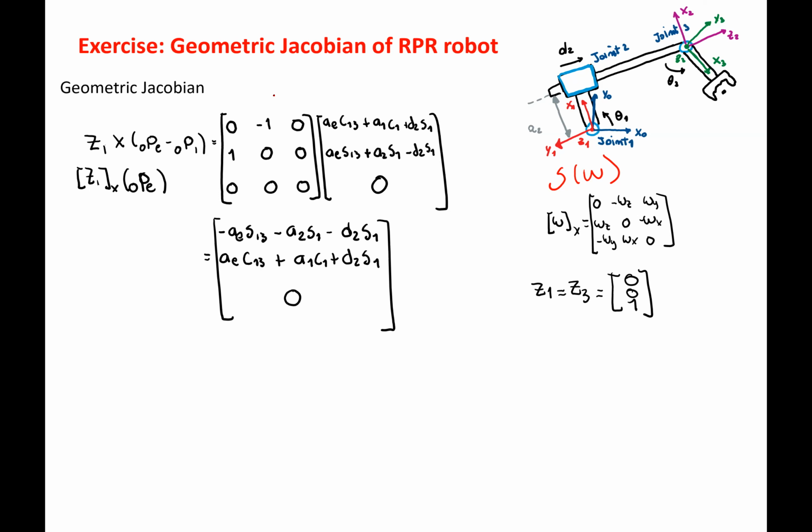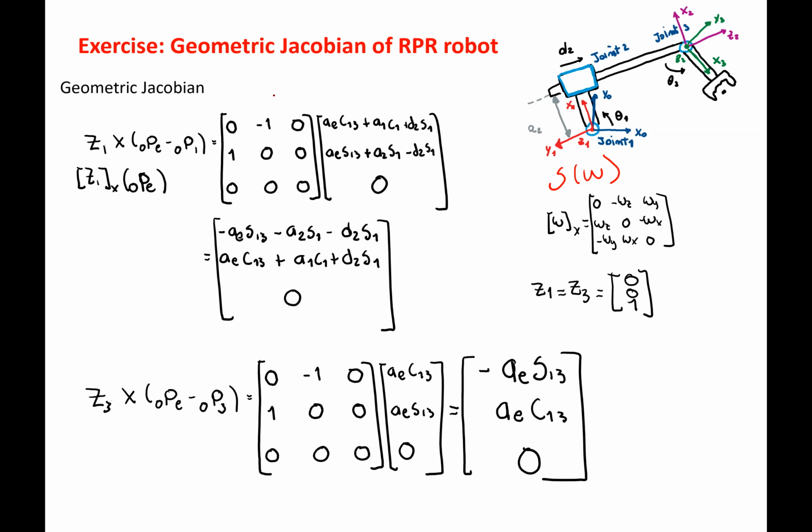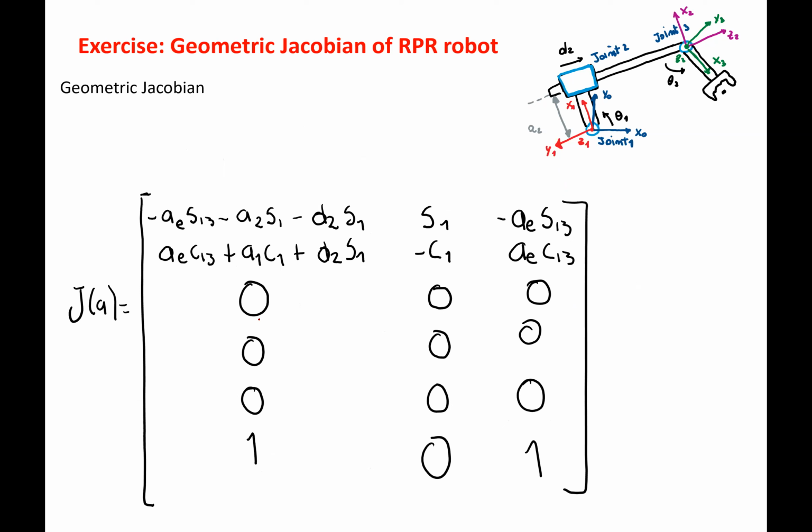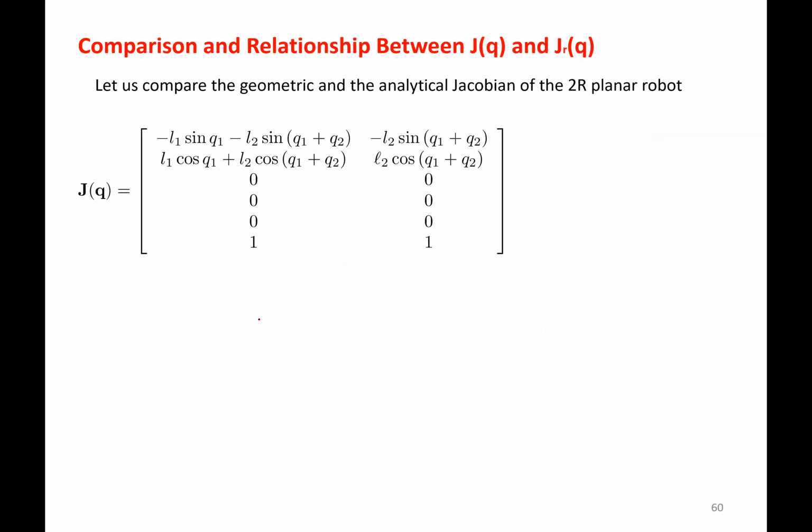And then here I'm just doing the same for Z3. Again, remember that Z3 is 0, 0, 1, so it's the same matrix as in the previous case, and you end up with this vector. So in the end, our Jacobian is this. I'm just substituting what we already computed. So are there any questions regarding this? Okay. So let's move on to finish this part of the lecture.